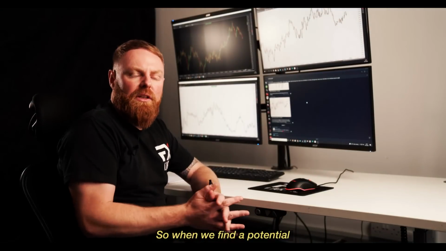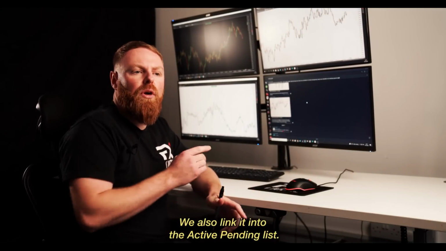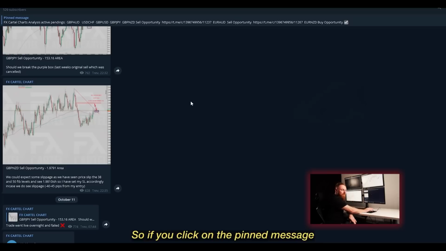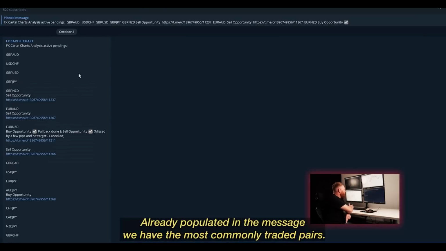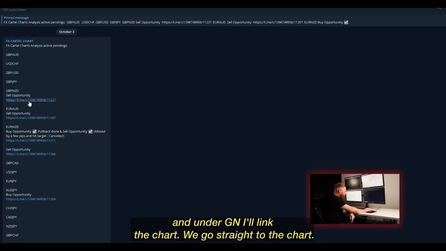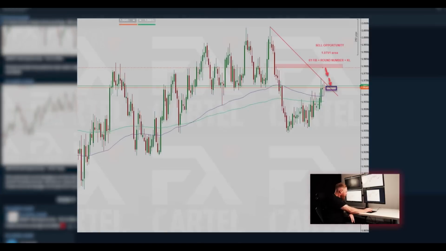So when we find a potential trade, we send the chart into the chart analysis channel. We also link it into the active pending list. So if you click on the pinned message, that takes you to the active pending list. Already populated in the message, we have the most commonly traded pairs. So under GBP NZD, if I found an opportunity on that pair, I send the chart in, and under GN, I link the chart. We go straight to the chart.